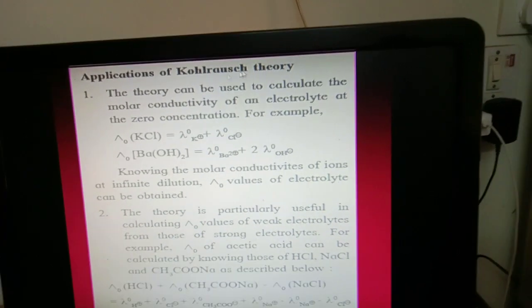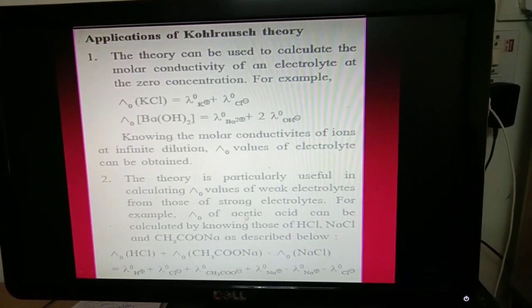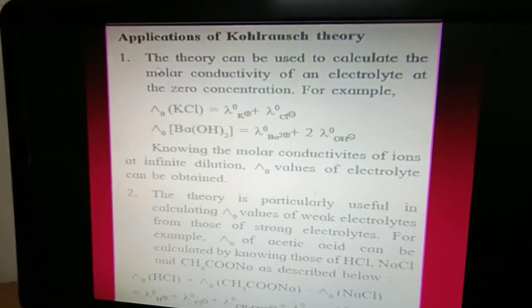Next we shift to applications of Kohlrausch's theory. This question can also be asked for 2 marks. The question can appear as: write the applications of Kohlrausch's theory. Now let us see the first application.